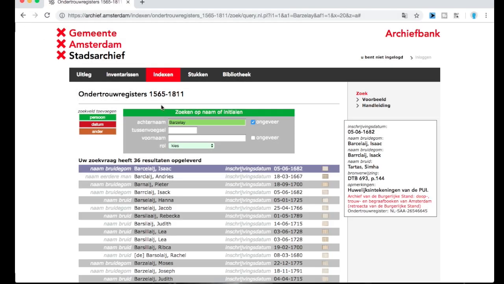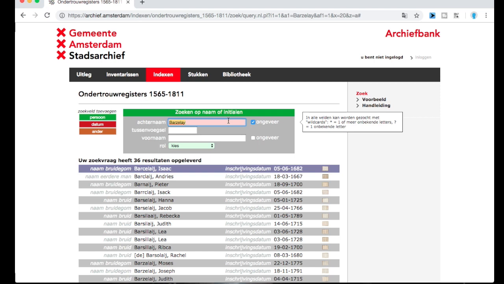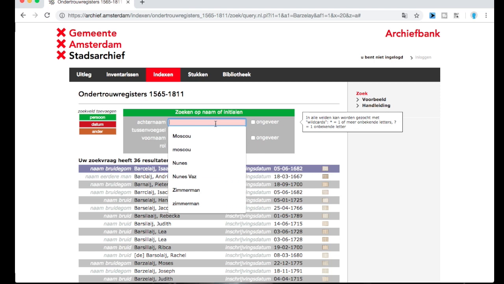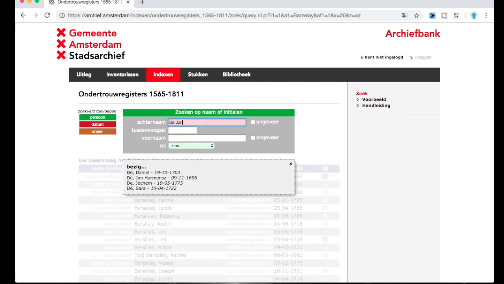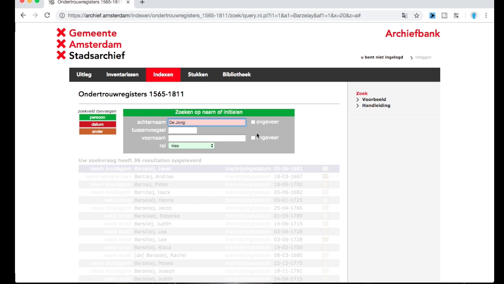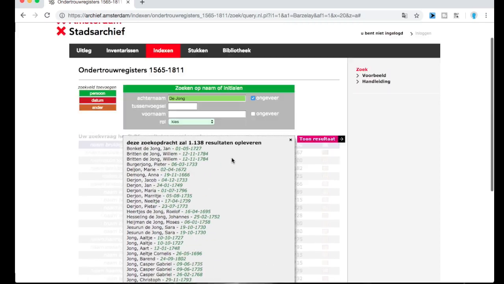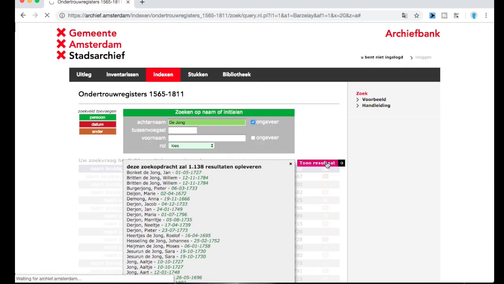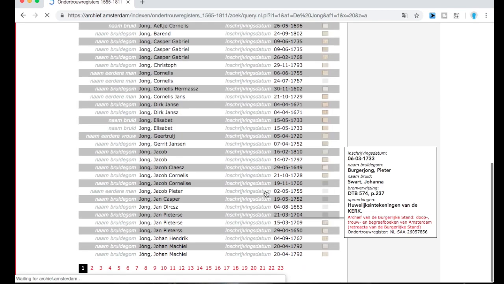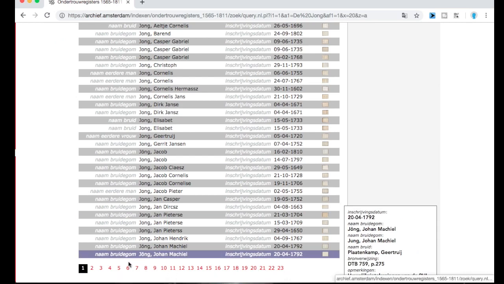So going back to this search page within the Ondetra registers, let's say that we are looking for someone specific and we have a little trouble finding them. So let's say that it's going to be a common name just like De Jong. De Jong is a very common name in the Netherlands. So we have a whole bunch of people. So we're going to do these results. And here we can see we have tons and tons and tons of pages.